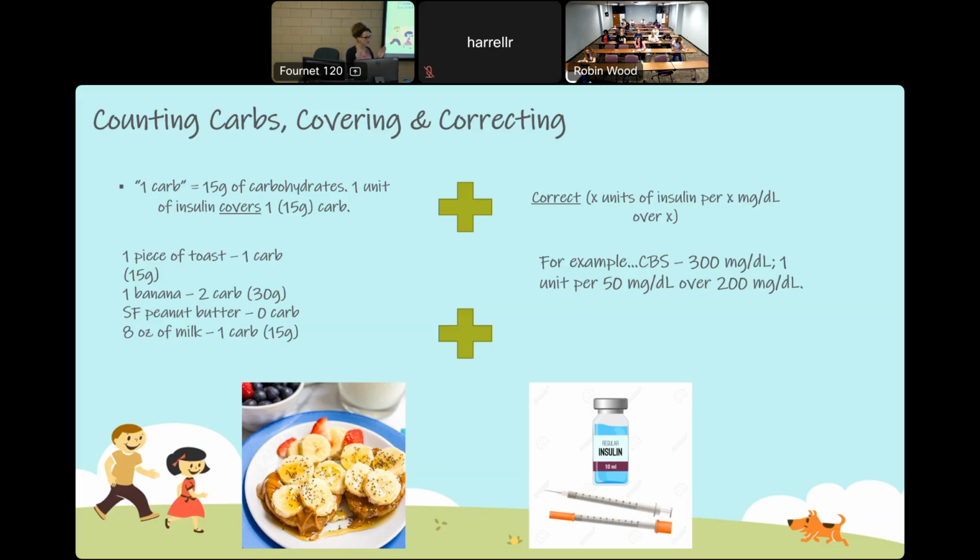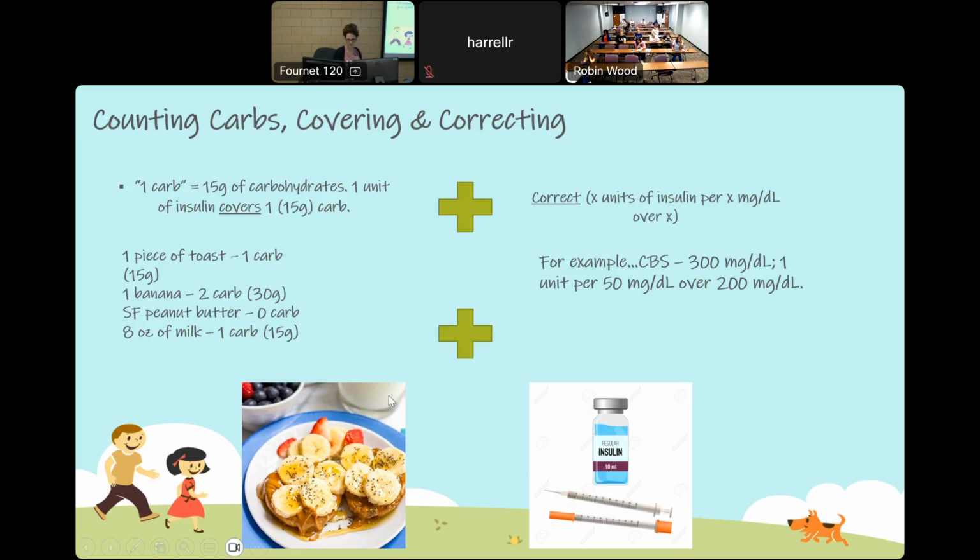So that probably sounds very hairy. I don't mean for it to. Let's put actual numbers in there. So if our order would say give 1 unit of insulin per 50 over 200. So with a blood sugar of 300, we need to give 2 units, right? Because 300 is 100 over 200. So you're covering whatever your blood sugar is over 200 milligrams per deciliter. You have to cover for that excess by giving 1 unit of insulin per 50 milligrams per deciliter over 200.